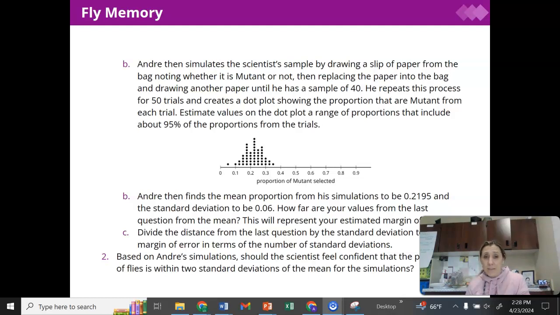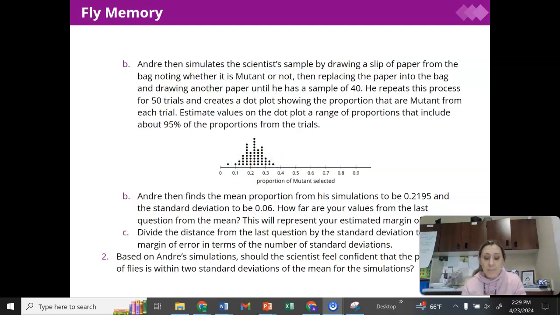And if we're just estimating, then what I would do is look at that and see what is about 95% and what feels like it's going to be about 95%. So I would say that would be like 0.1 to 0.3, right? We're looking at from here to here, and that's going to be about 95%.